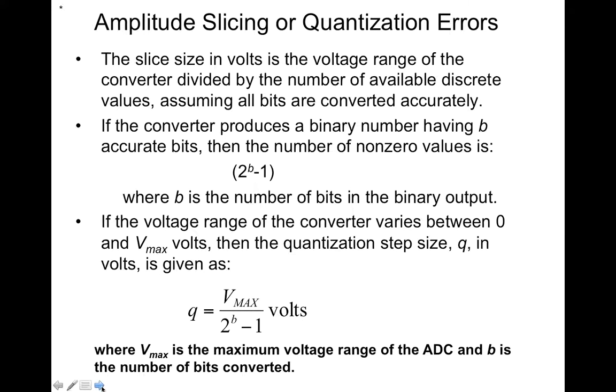So that slice size in volts is the voltage range of the converter divided by the number of discrete values. So if you have some binary number that has, say, B bits, then the number of non-zero values that you can have is 2 to the B minus 1. So let's say we have an 8-bit system. Then you have a value at 0, and then you have values all the way up to 2 to the 8 minus 1.